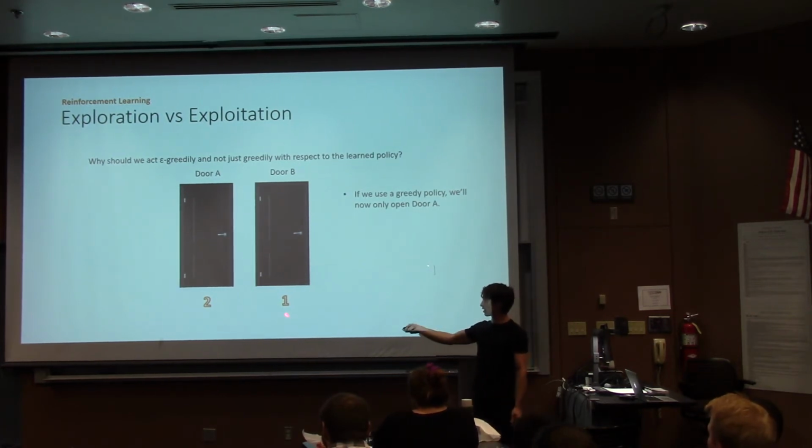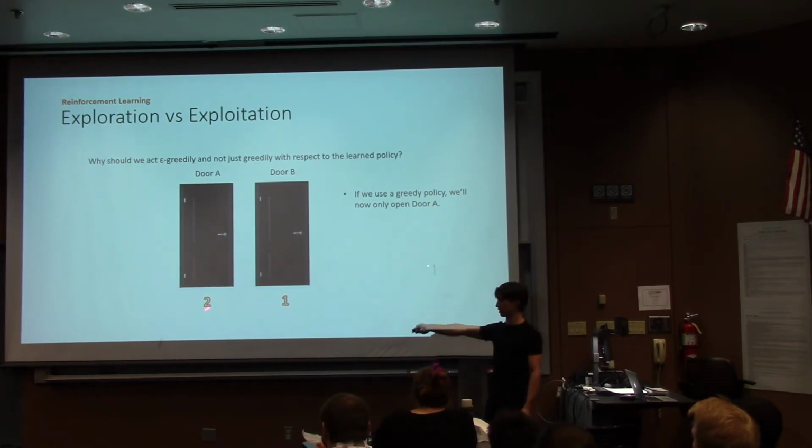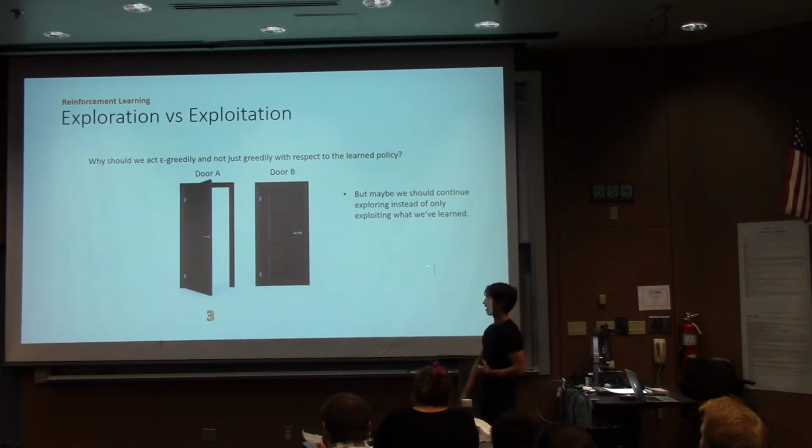And so you would do this, you have some values, you act greedily, and now door A is the door you're going to open every week. You're making $2 a week. But what if, instead of just acting greedily, we also continue to explore for some percentage of the time?